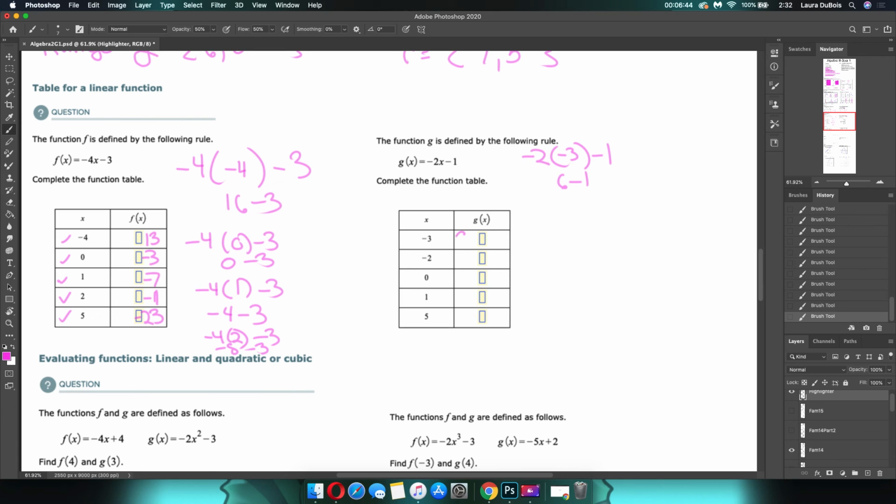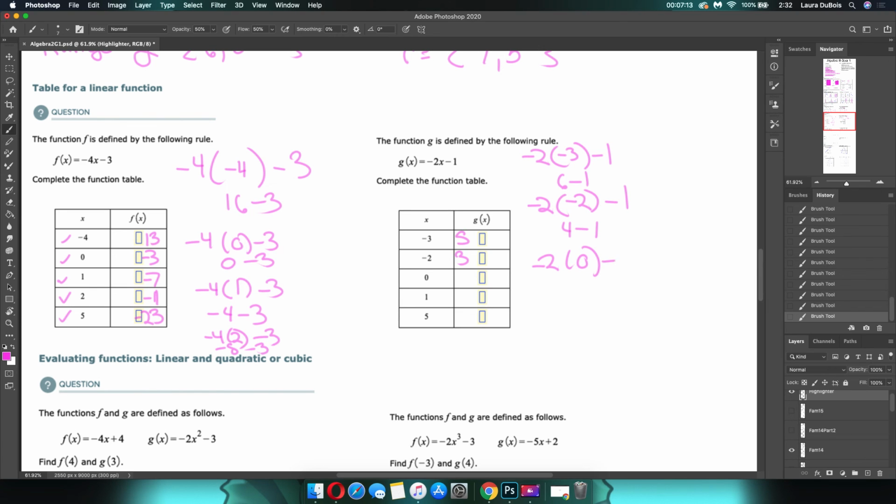And then we get to do it all again. So negative 2 times, what's our number? Negative 2 minus 1. So negative 2 times, come on computer, catch up, I'm not writing that fast. Minus 1. Alright, so negative 2 times negative 2 is 4 minus 1, which is going to be 3. Next up is going to be negative 2 times 0 minus 1. That's going to be 0 minus 1, which is going to be negative 1.